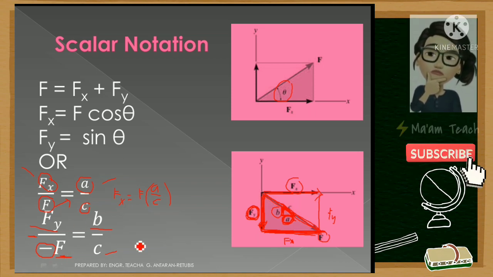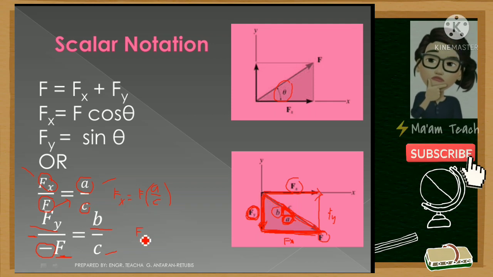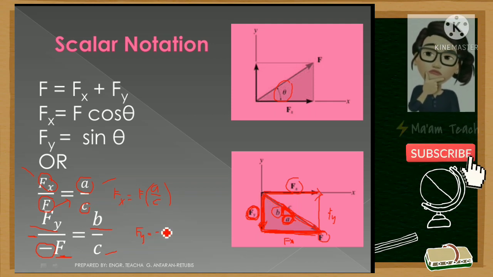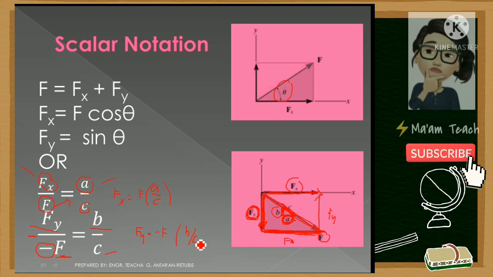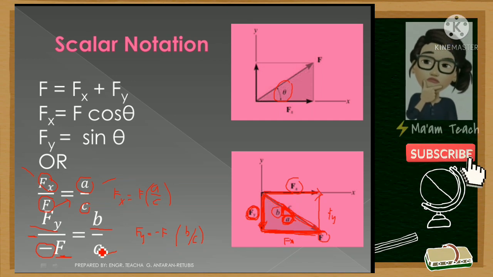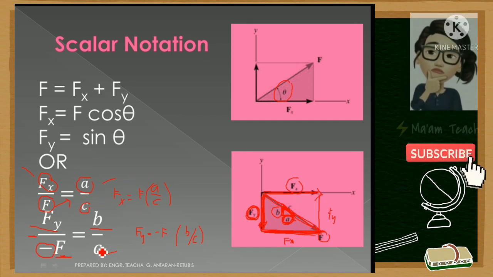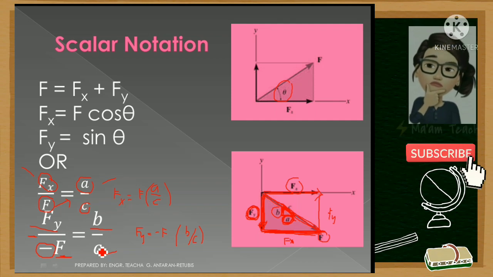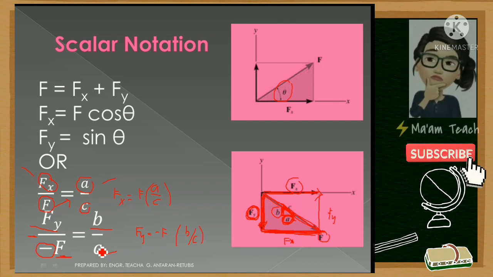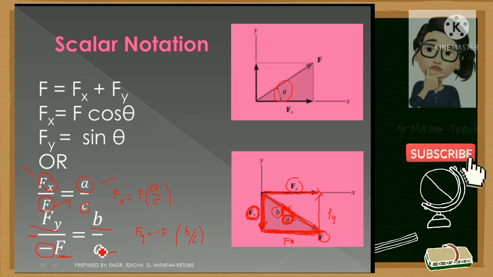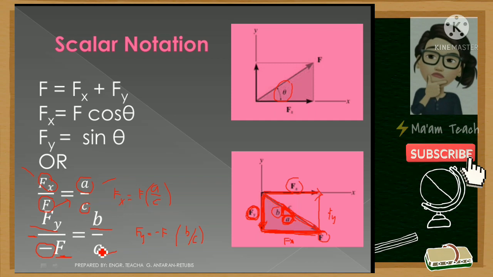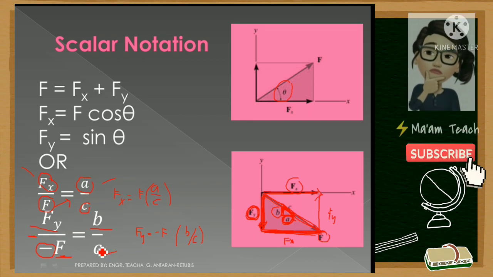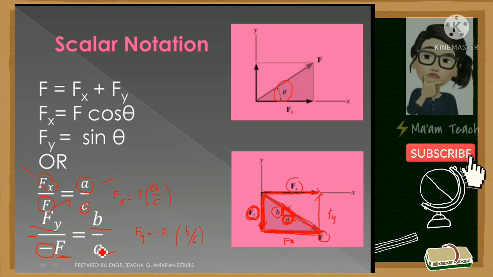So based from here, class, your f sub y will then become negative of f times your b over c. Okay? Anyway, class, it's okay if you don't put the negative, as long as later you're going to place it, the negative, to indicate the direction of your component. Okay? Anyway, we'll be having examples regarding that.